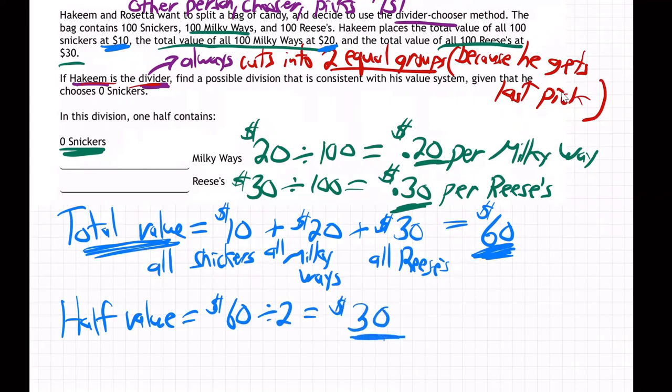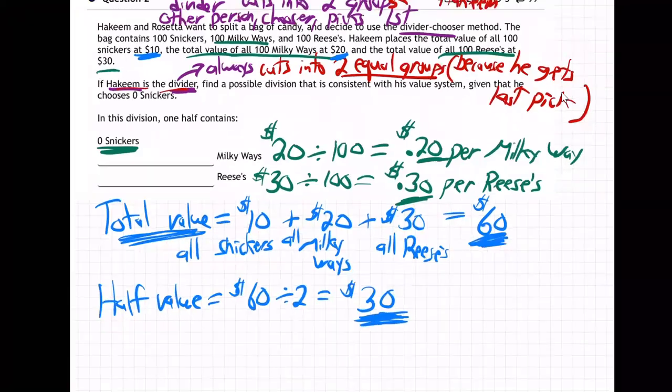$30. So that's half the value. So that's what Hakeem's going to do. He's going to split all those candy bars into 2 equal piles worth $30 each because he knows he gets last pick. So he's going to break them into 2 equal piles somehow worth $30 and $30 so that when the other person, Rosetta, picks and Hakeem gets last pick, he doesn't care which pile. That's what the divider always does.